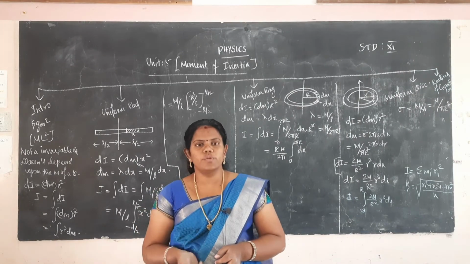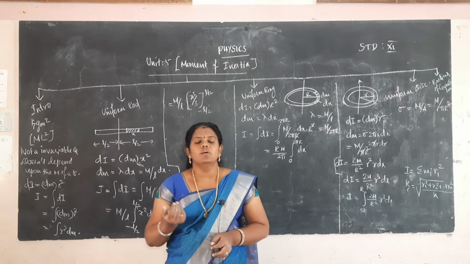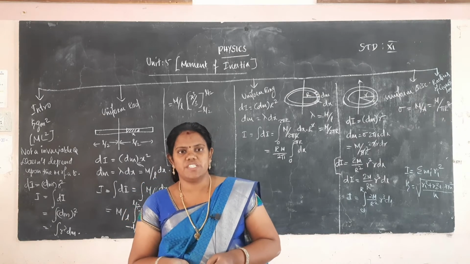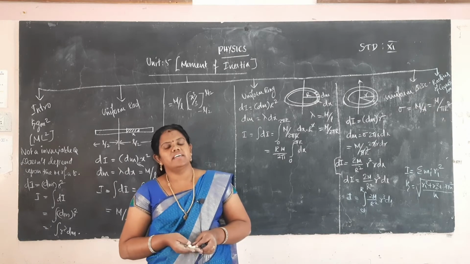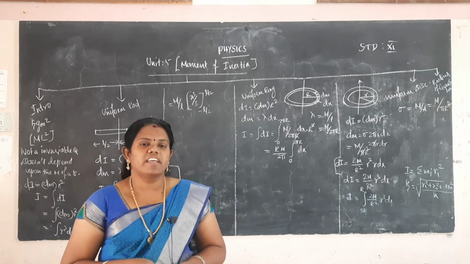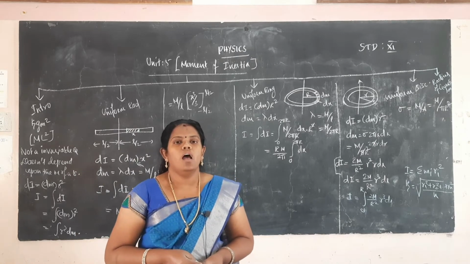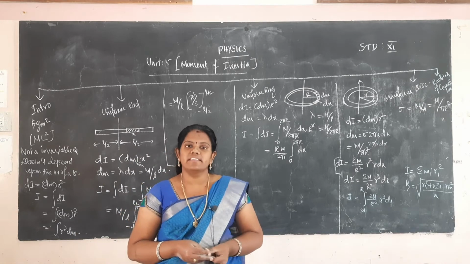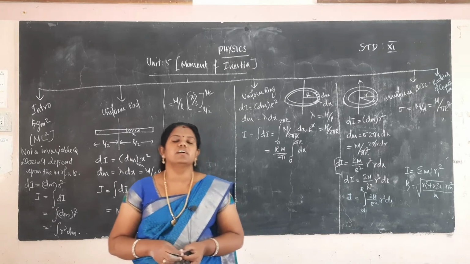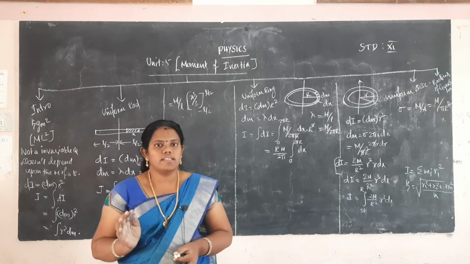Good morning students. What was learned in the previous session? In the previous session I explained what a couple is, what the principle of moments is, how to define the center of gravity, how to calculate the direction and the angle of bending of a cyclist on a road, and how to calculate the torque acting on the bending cyclist. That was all discussed in the previous session.